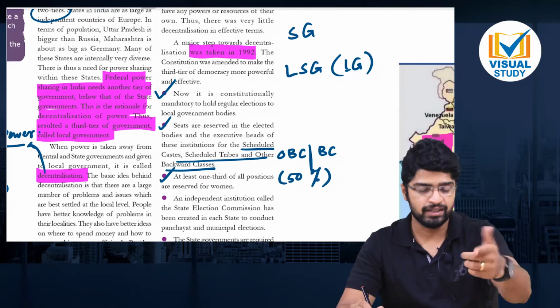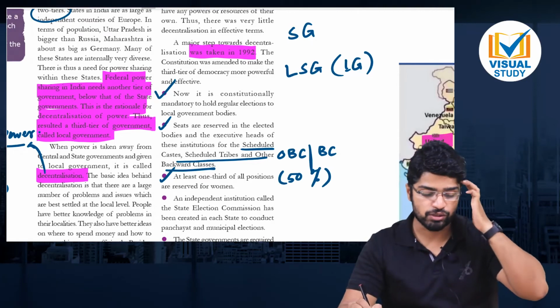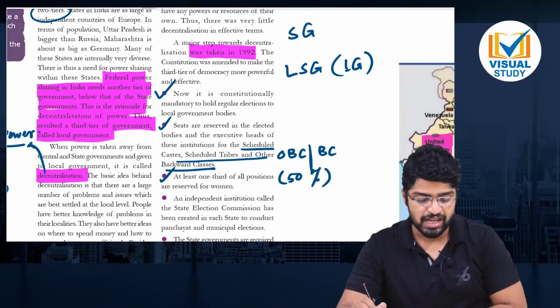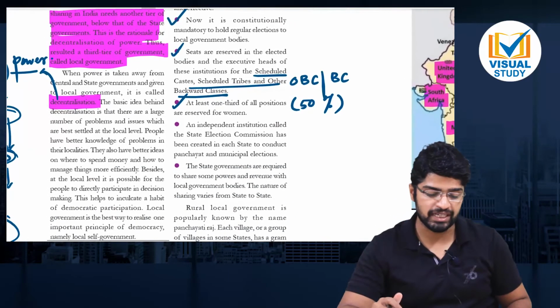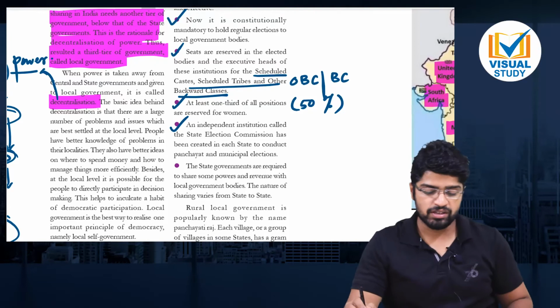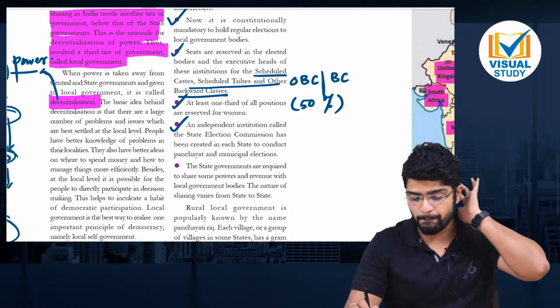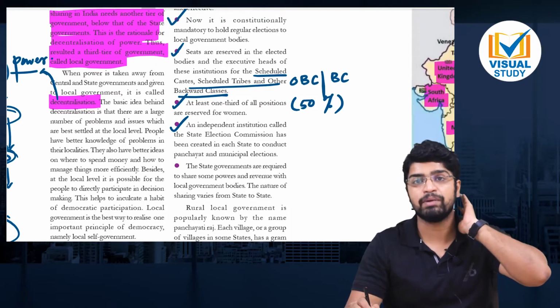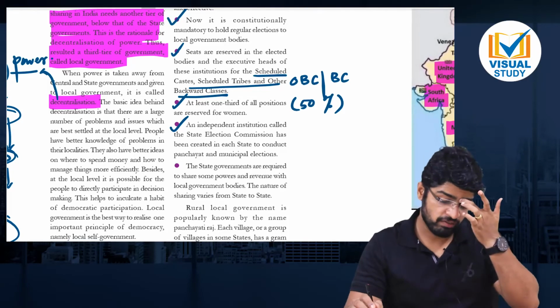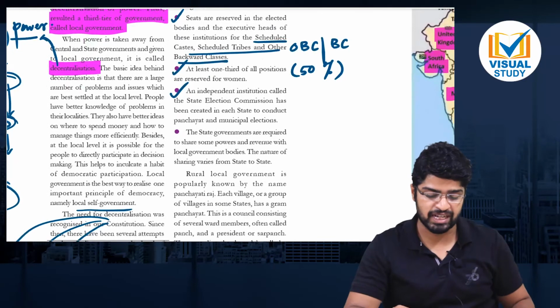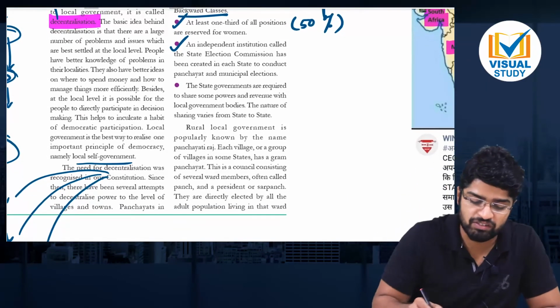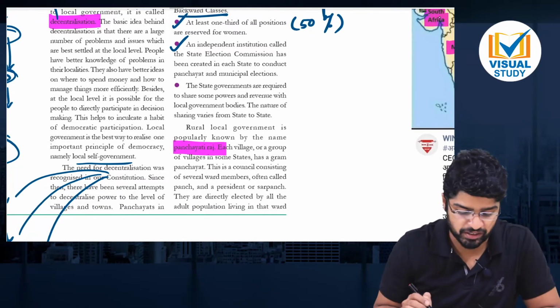We saw this earlier too. An independent institution called the State Election Commission has been created in each state to conduct panchayat and municipal elections. Now, the state governments are required to share some powers and revenue with local government bodies. The nature of sharing varies from state to state. Local governments are popularly known as Panchayati Raj.